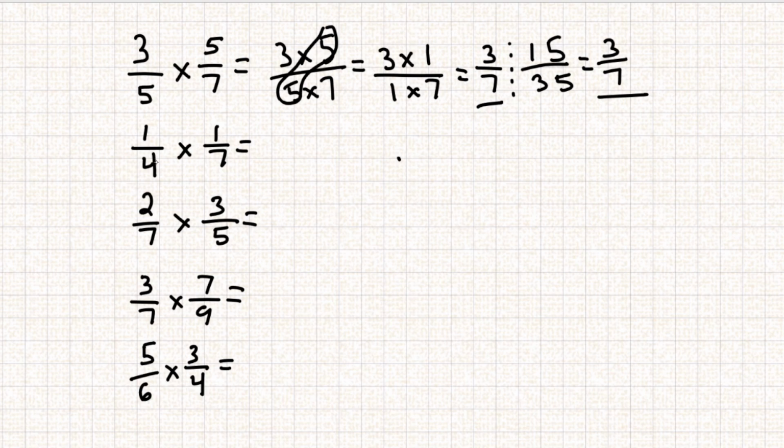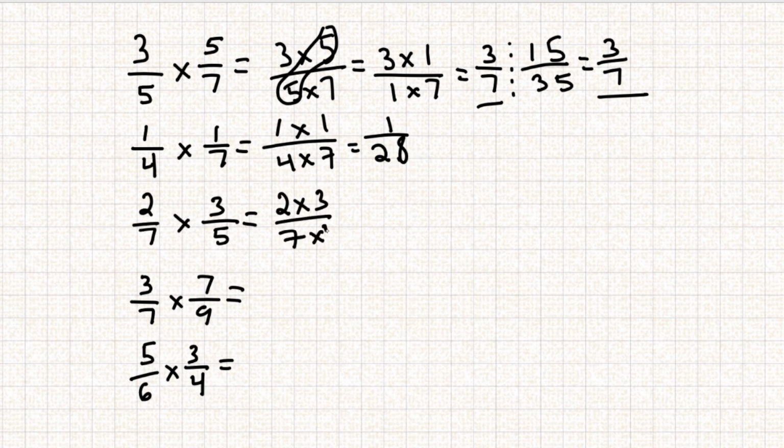Here we have 1/4 times 1/7. So I'm going to say 1 times 1 divided by 4 times 7. And that's going to come out to 1 divided by 28. Here we have 2/7 times 3/5. So 2 times 3 divided by 7 times 5, which comes out to 6/35.